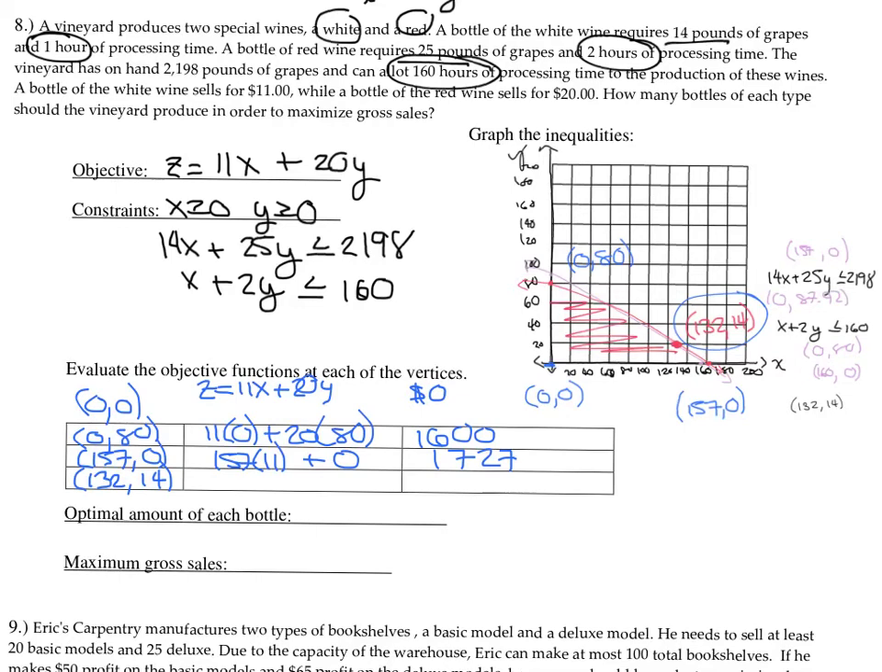And we get 1732. And this is where we're going to maximize our profit. So the optimum amount of each bottle: 132 of the white, and X was white, right? Yeah. And 14 of the red, because the red takes longer to make, so that makes sense. And our maximum gross is 1732.